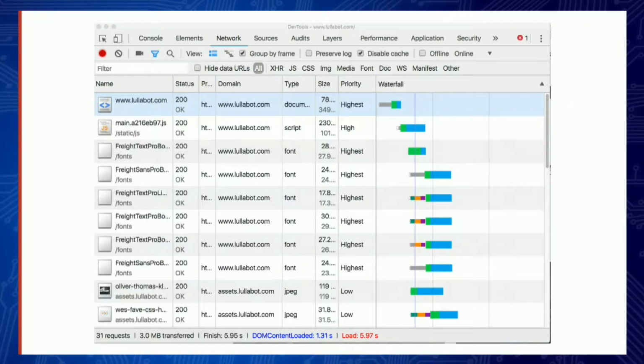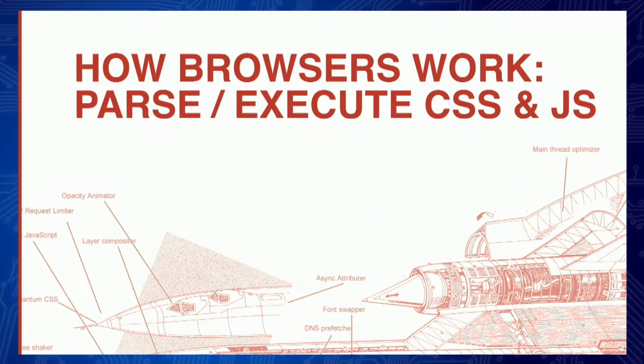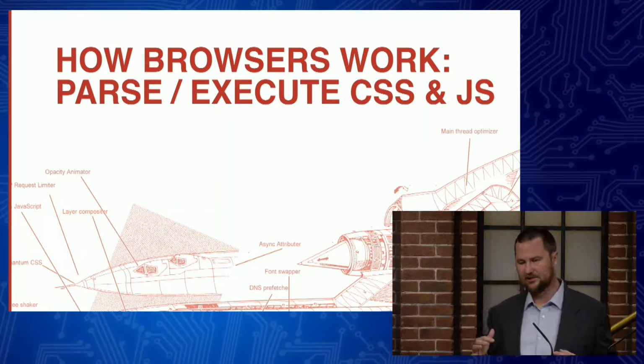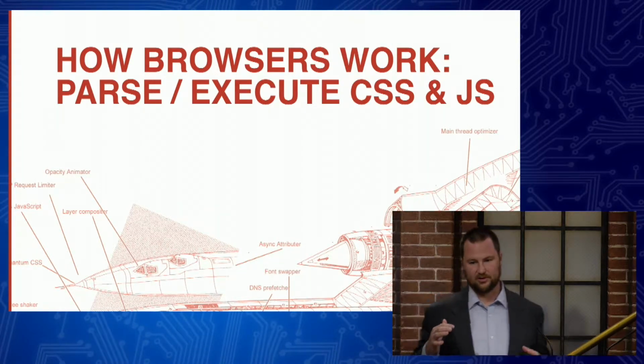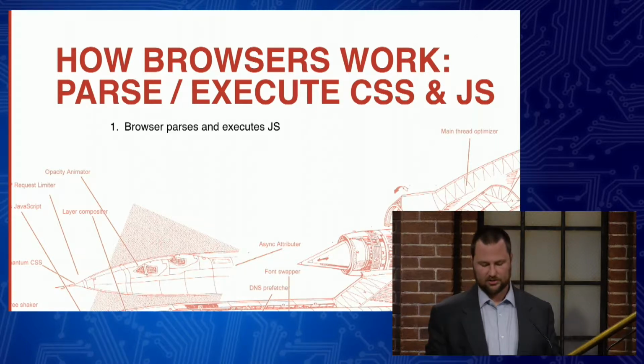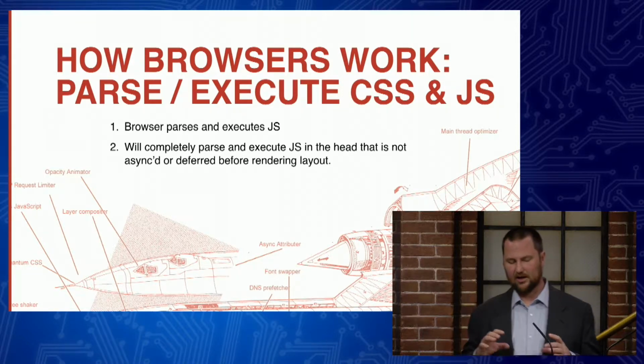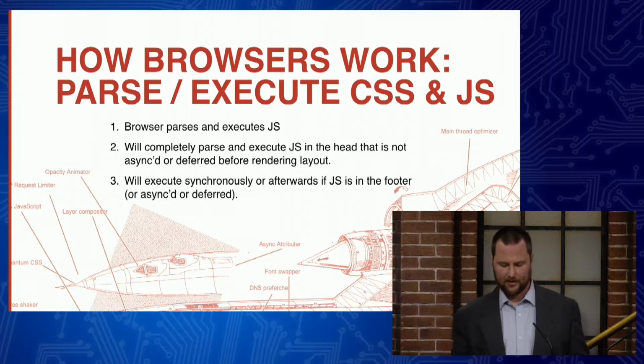You can see there's a little priority column there. It's not visible by default, but if you right click, you can select priority. So it downloads everything. It starts downloading these assets, and then it has to start looking at the style sheets and the JavaScript, right? It's going to parse and execute the JavaScript, and it's going to completely do that in the head if it doesn't have an async attribute or a defer attribute.